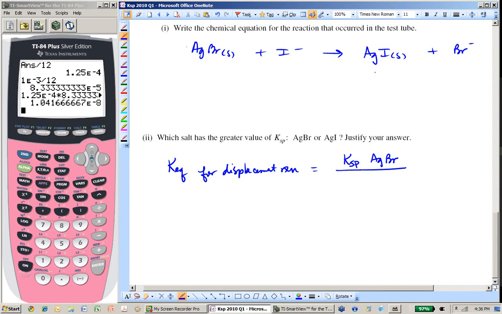So when you reverse a KSP reaction, which always starts with a solid and yields ions in equilibrium, however many there are, then you flip the value of the KSP. So it's really, I'm multiplying the KSP of AgBr times 1 over the KSP of AgI. I'm just combining it into one final mathematical expression. That's what KEQ would really equal.